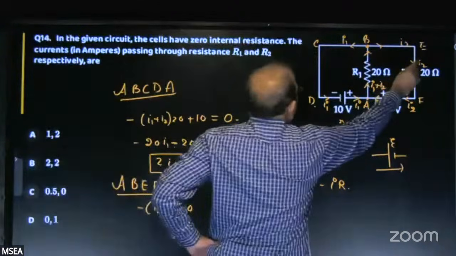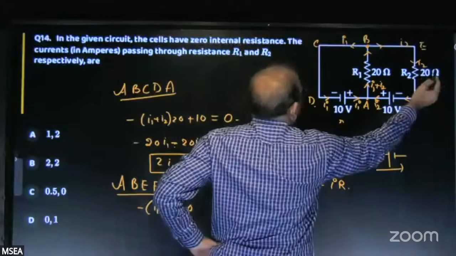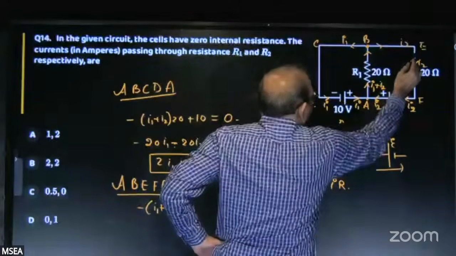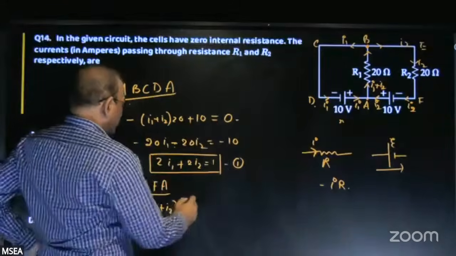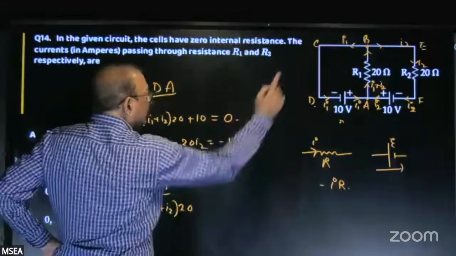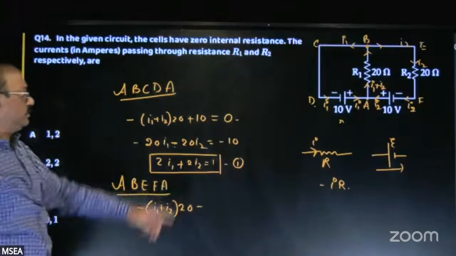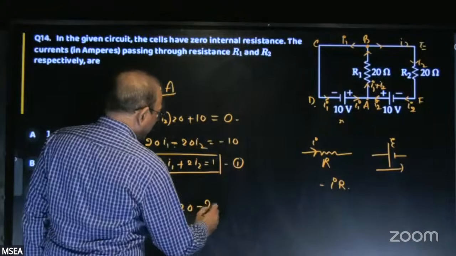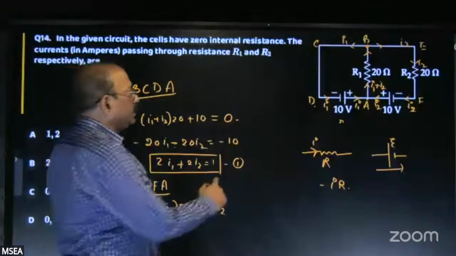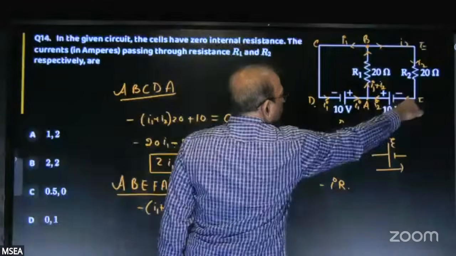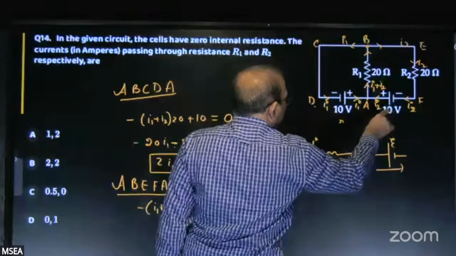Then B to E, there is no cell, there is no resistor, B and E are at the same potential. And E to F, there is a resistor, 20 ohm. So its potential difference you have to write in the same direction of current we are coming, so minus 20I2. Then move from F to A.